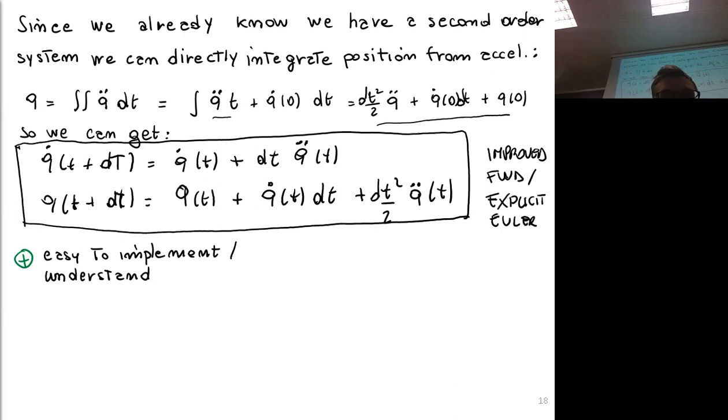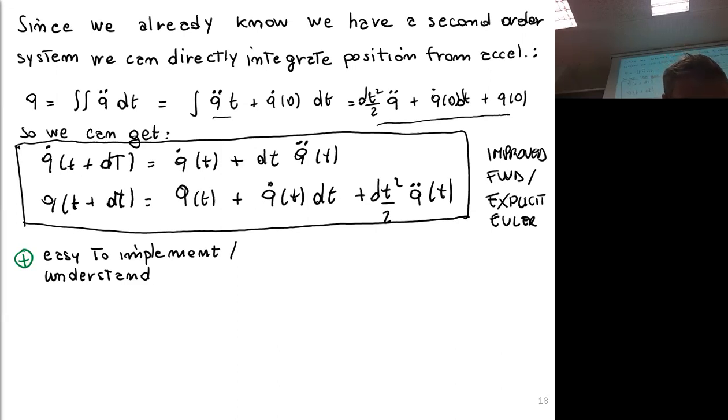So we are integrating both velocities and positions because these are our state variables. If we have a first order system, we would integrate, for example, only positions, depending on the order of the dynamics.